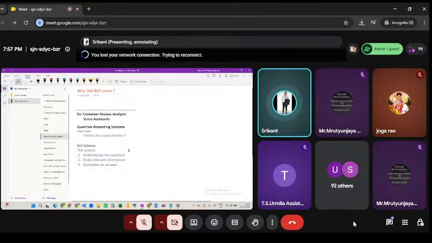This is important. Why do people use NLP? Why does this topic come into the picture? We have RNN till now, and RNN is only used for sequences. Like when I write something.